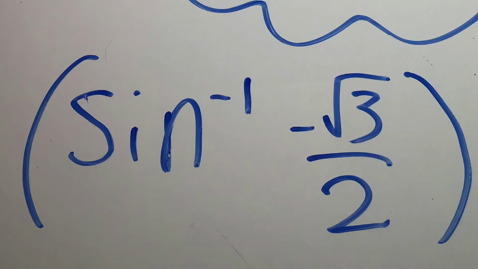So, to start off the problem, we have the inverse sine of negative square root of 3 over 2. And we want to use the unit circle to help identify this. For the unit circle, we only want to use the right-hand side of it, since we're only dealing with sine.